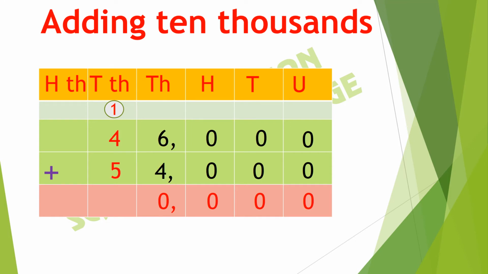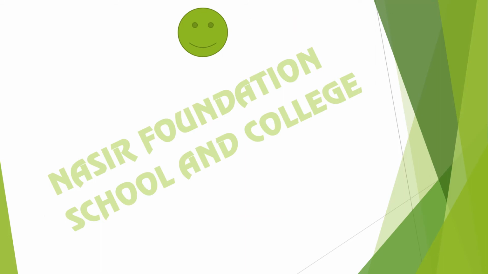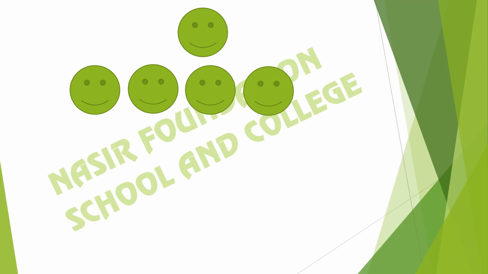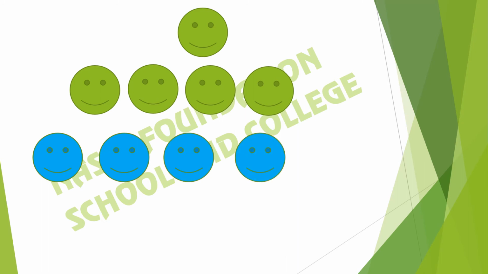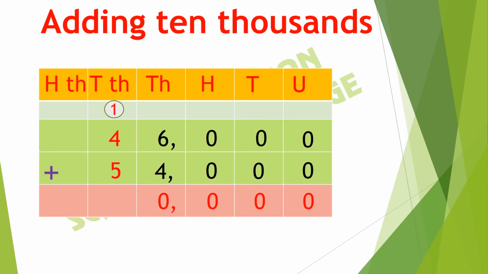After the addition of thousands, we will add 10,000s. 1, 4, and 5. To 1 we will add 4. 2, 3, 4, 5. We will add 5 to it. 6, 7, 8, 9, 10. Here it comes 10. We write 0 in the 10,000s column and we will carry forward 1 to the 100,000s. But there is nothing to add in 100,000. So we will write this 1 as it is in the 100,000s.